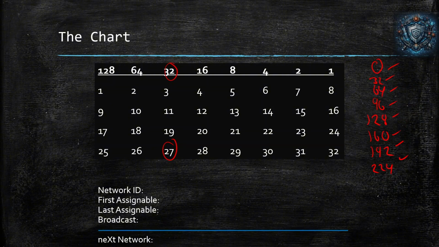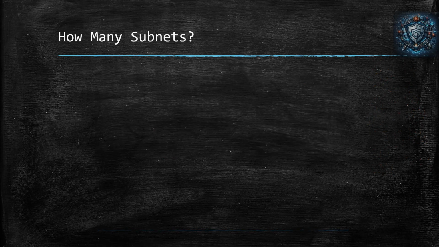fit in a /24. We have 0 to 31, 32 to 63, 64 to 95, 96 to 127, 128 to 159, 160 to 191, 192 to 223, and 224 to 255. These are our /27s that can fit inside of a /24.